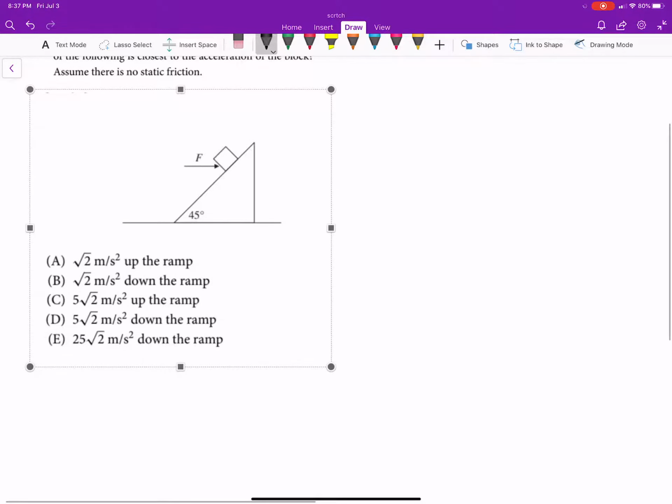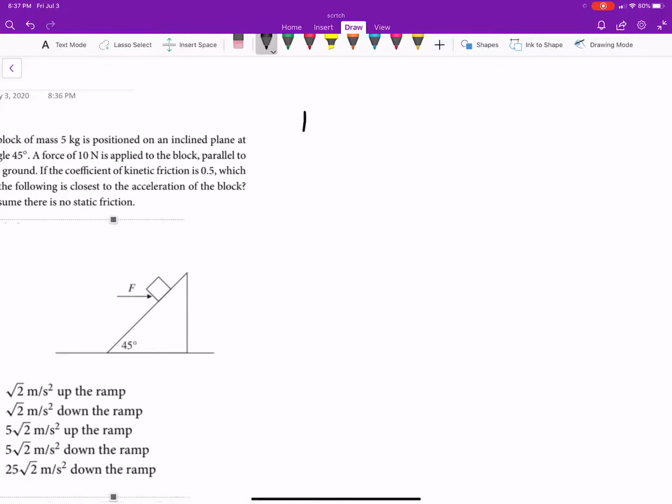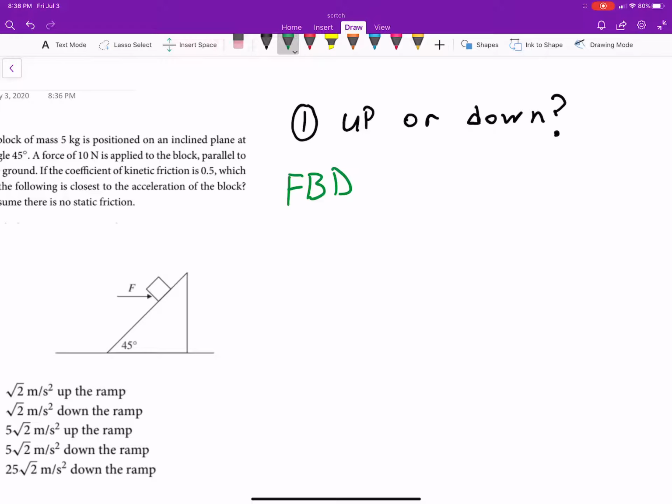Well, you might get an idea looking at this. We don't know if the block's going to go up or if it's going to go down. We can see the options have up the ramp, down the ramp, everything in between. So I guess the first thing I would ask myself is up or down? And the way that we're going to do that is we're going to, in part, put together the free body diagram of the block.